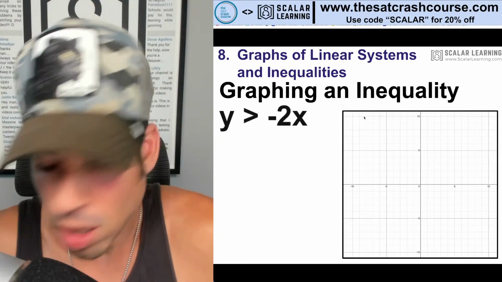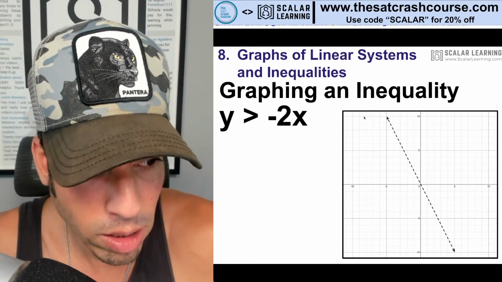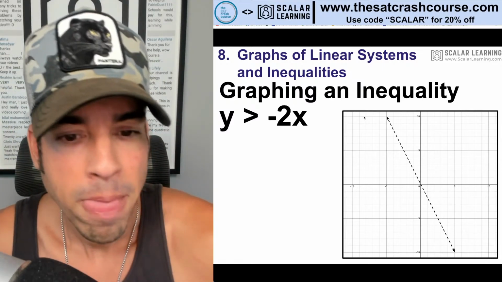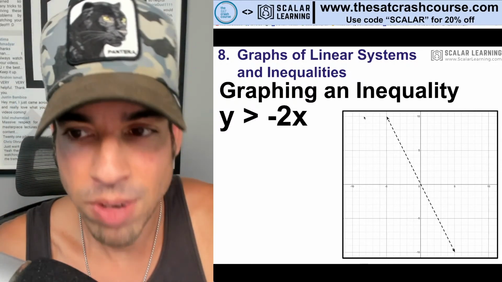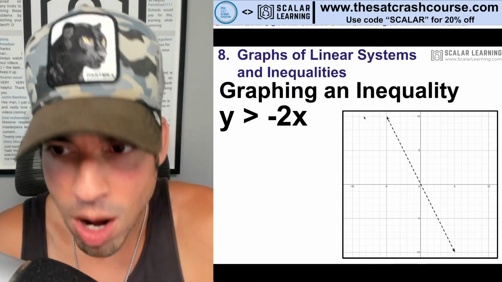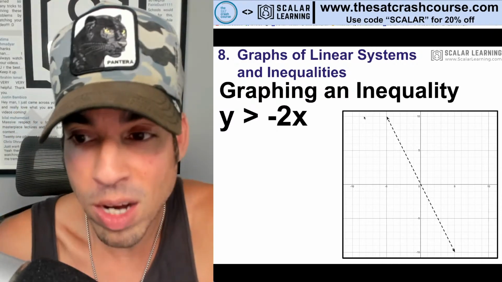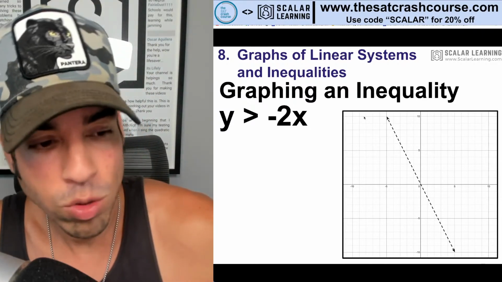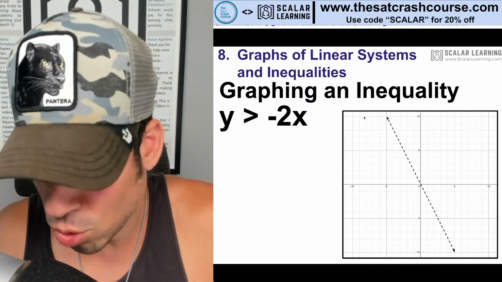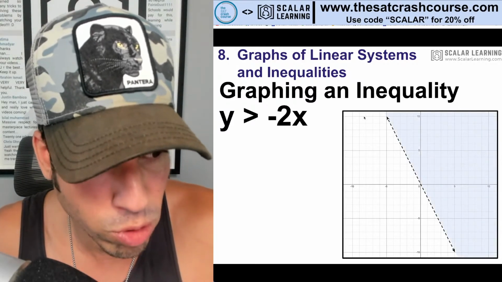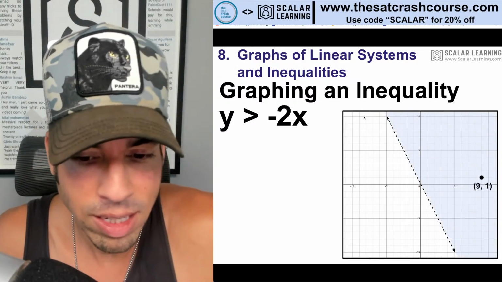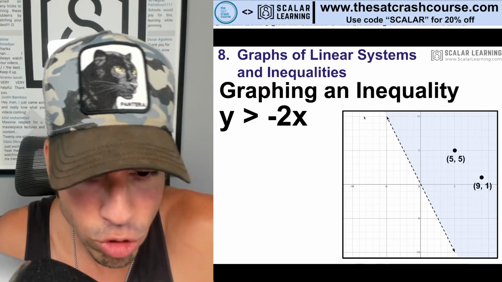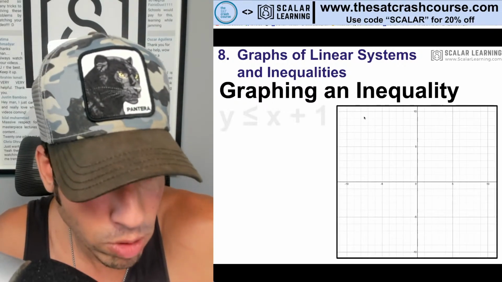Now, graphing an inequality is like graphing a regular line, y equals negative 2x, but then we have to implement the shading. So it's very important to isolate y before you know where to shade, because otherwise I don't know whether I shade above or below. But once the y is isolated, it says y is greater than negative 2x, so we're shading above. That blue section. And anything in that shaded region would therefore be a solution. 5, 5, negative 1, 9, 1, etc.